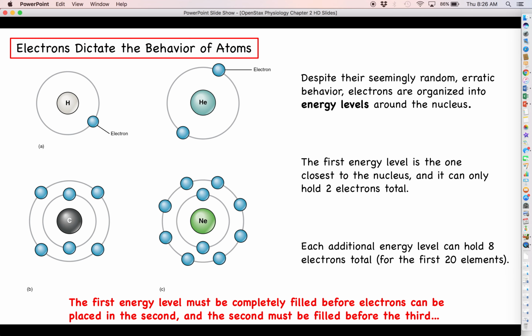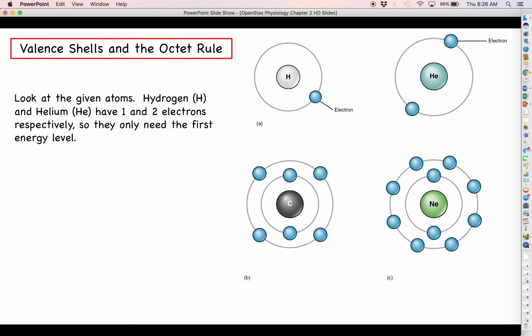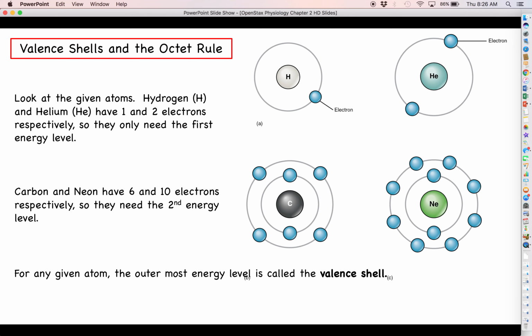And a very specific rule that we have to follow here in assigning electrons is that the first energy level absolutely has to be filled before you can start placing electrons in the second. And then the second has to be filled before you can start filling up a third. So this slide right here, I kind of jumped the gun a little bit, is just going to explain again why hydrogen and helium and carbon and neon are doing exactly what they are doing.